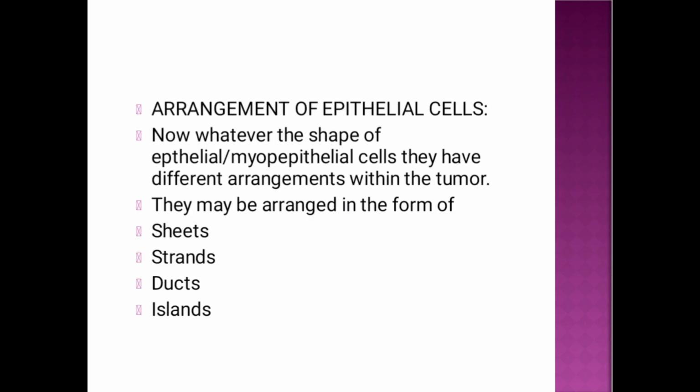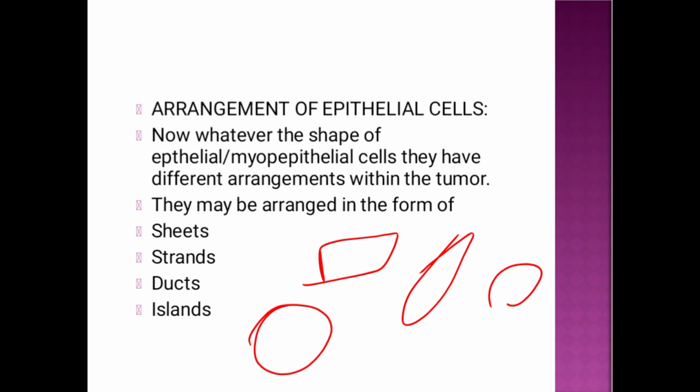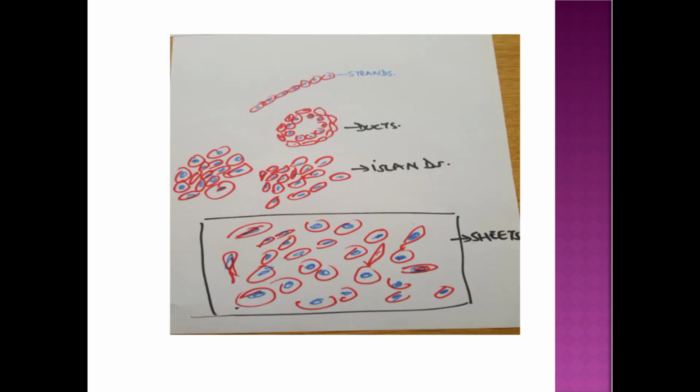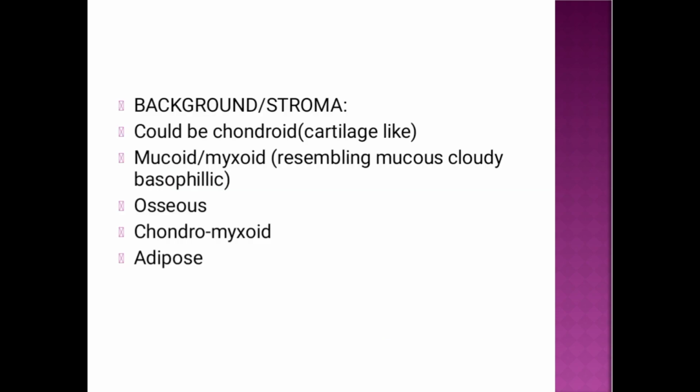Then the arrangement of epithelial cells. Whatever the shape of epithelium or myoepithelium, they have different arrangements. Either they will be in sheet form, strand form, duct form, or they will be present in islands. So the ductal epithelial cells and myoepithelial cells are arranged basically in 4 patterns: sheet, strand, duct, and islands. You can see here this is a strand, then you have duct, island, then you have sheet.